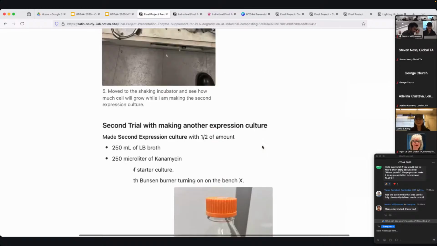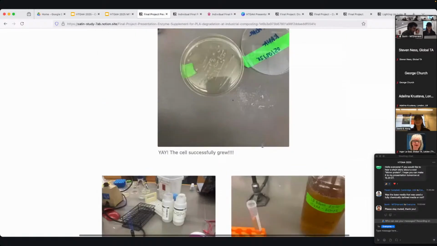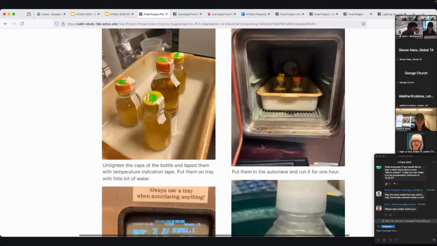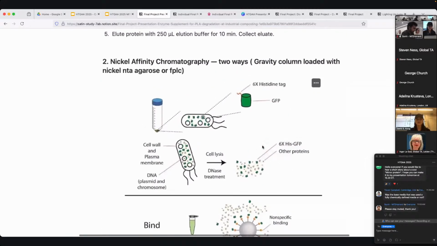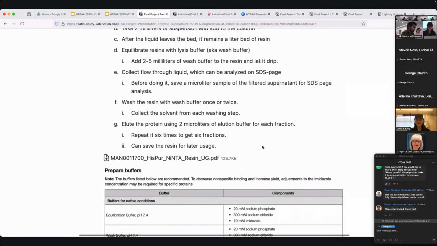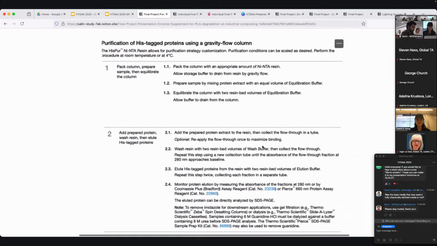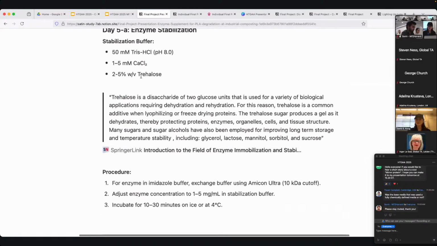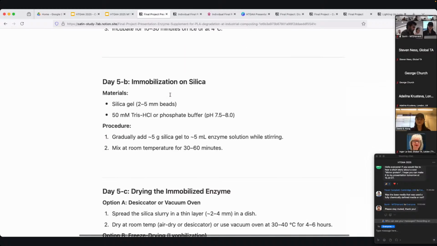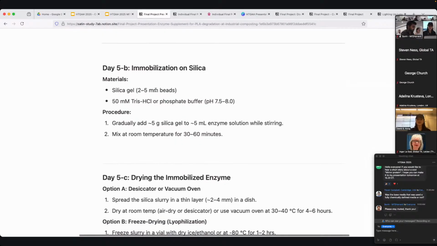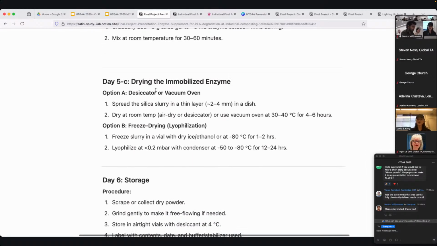But I will go back to the stage and make sure I finish the cell lysis and other purification using nickel affinity chromatography, and stabilizing using this TCI, I'm not sure how to pronounce it, and trehalose, which is a common solution to make the protein more thermostable. And I think immobilization on silica is pretty simple, just adding it, stirring it and incubating it. And I'm hoping that somehow I can freeze dry it later.